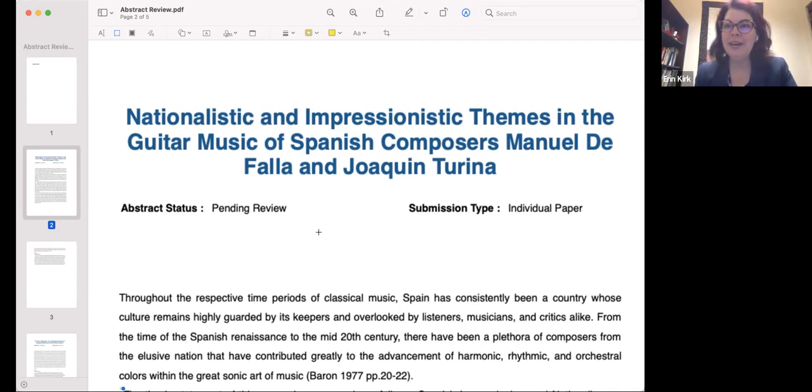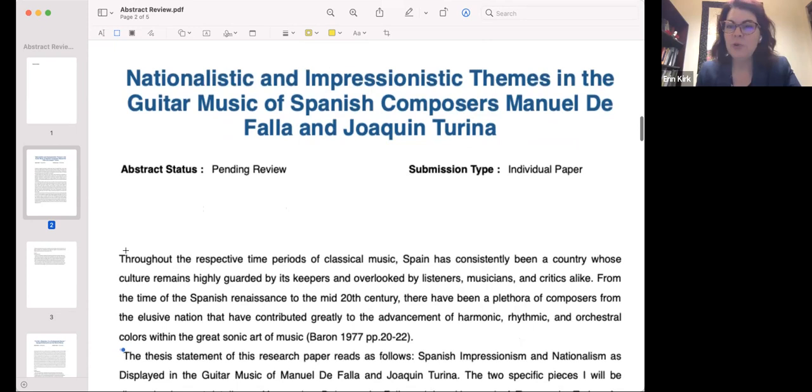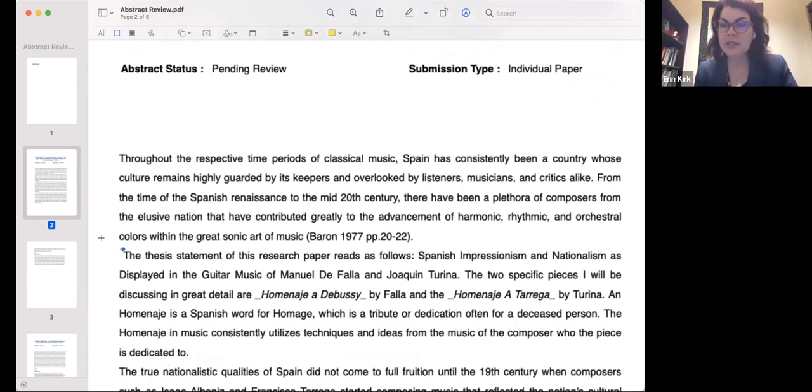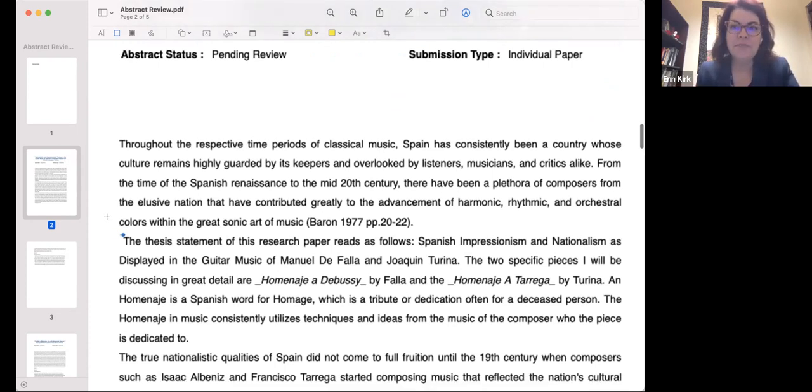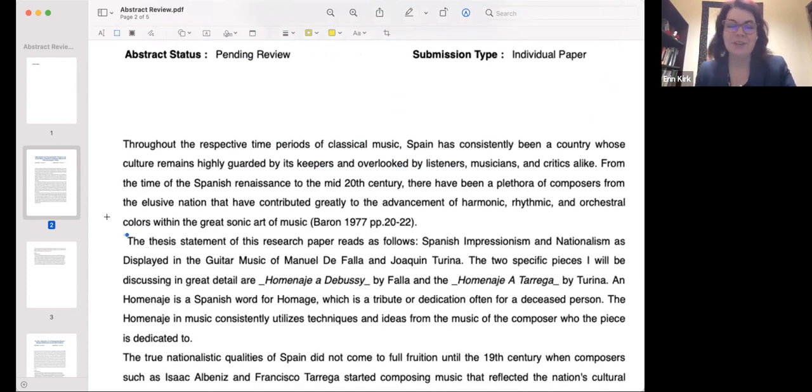And so we really want to take a look at what the main features are of these abstracts. So here's the first one. Hopefully you can see it. I tried to blow it up really big on my screen so that it would come across to y'all. This is about nationalistic and impressionistic themes in the guitar music of Spanish composers Manuel de Falla and Joaquin Turina. I won't read all of this to you because I know you can read, but I wanted to at least draw attention to some of the main points as we go through. This is a blind review, by the way, so I have no idea who the author of any of these are, just evaluating the abstract.